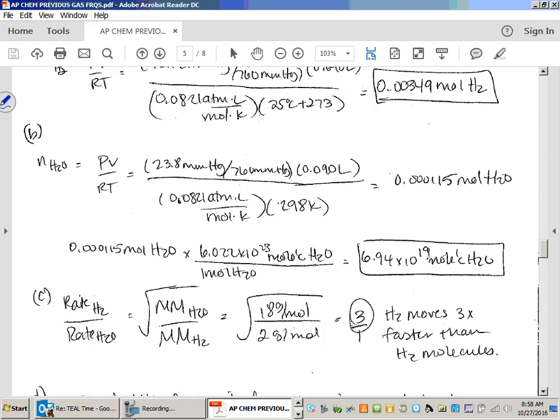Okay. And then the second part of this was using Avogadro's number to get to molecules, 6.94 times 10^19 molecules.